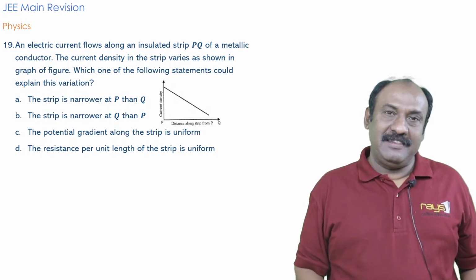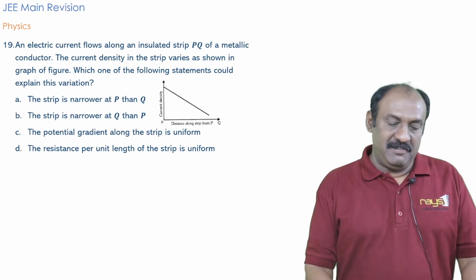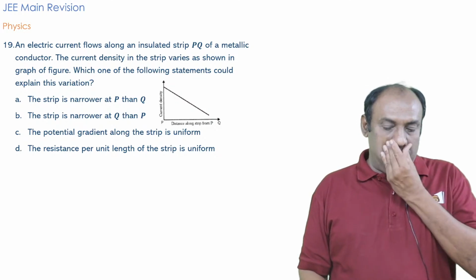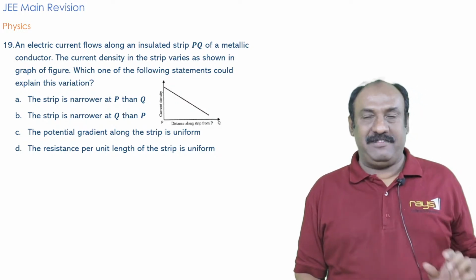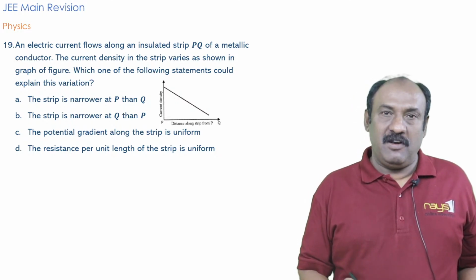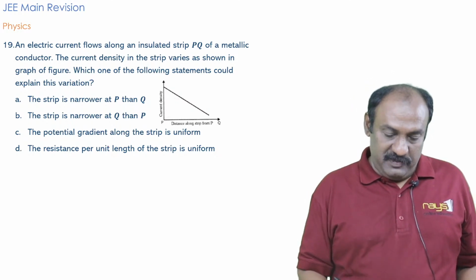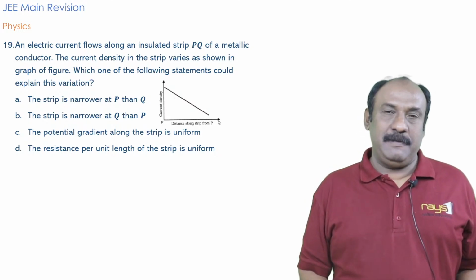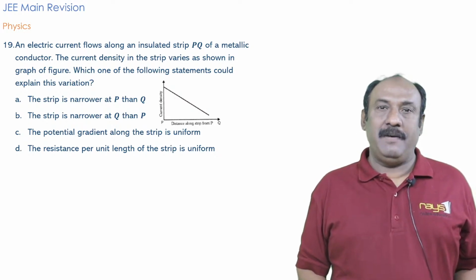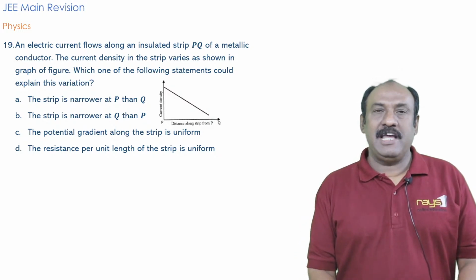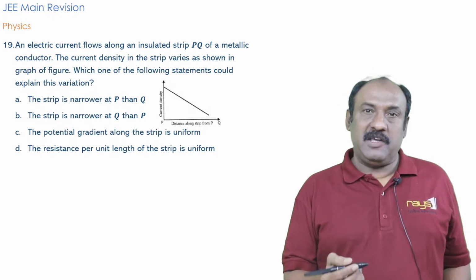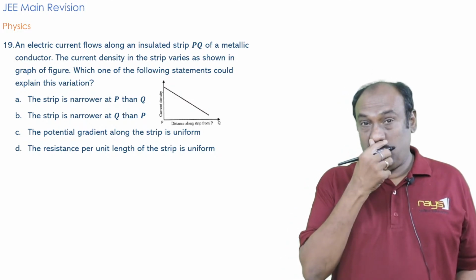So we have to think in terms of dimensions. Strip is narrower at point P than Q. Strip is narrower at point Q than P. So indirectly you have to imagine this strip is not uniform, and the option that it is uniform is not given in the data. So we have to compulsorily consider the strip a non-uniform strip. So the area of cross section at P is not equal to the area of cross section at Q, according to the given four options. We have to assume like that.